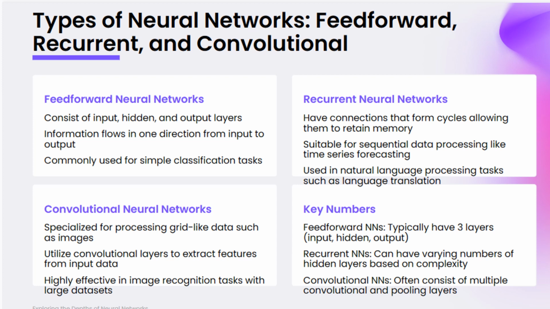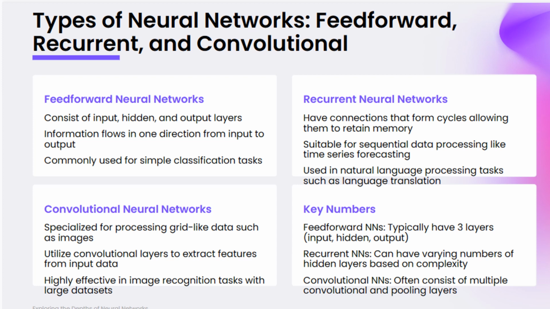Now let's move on to convolutional neural networks, specialized for processing grid-like data such as images. It uses something that we call convolutional layers to extract features from input data. It's highly effective in image recognition tasks with large data sets. If you have a large data set of images and you want to recognize which image it is, it's better to go with convolutional neural networks. Then we have the last and less known.